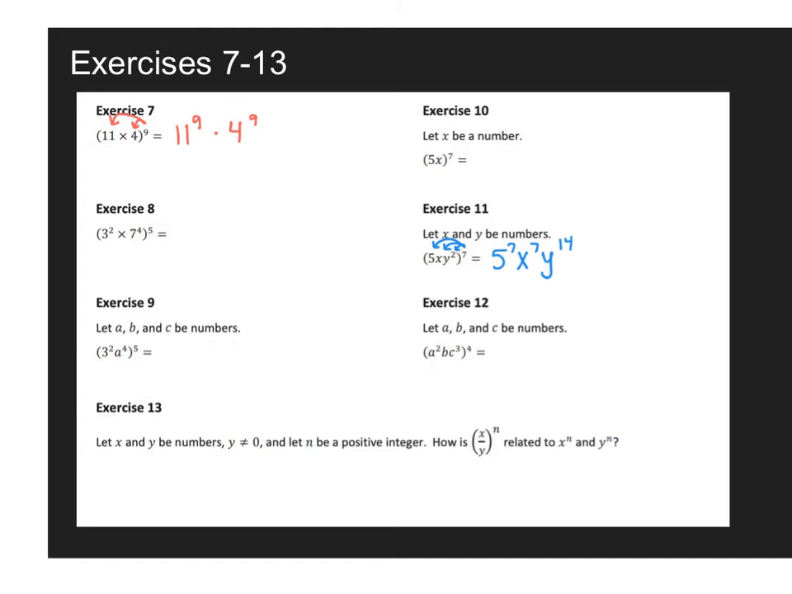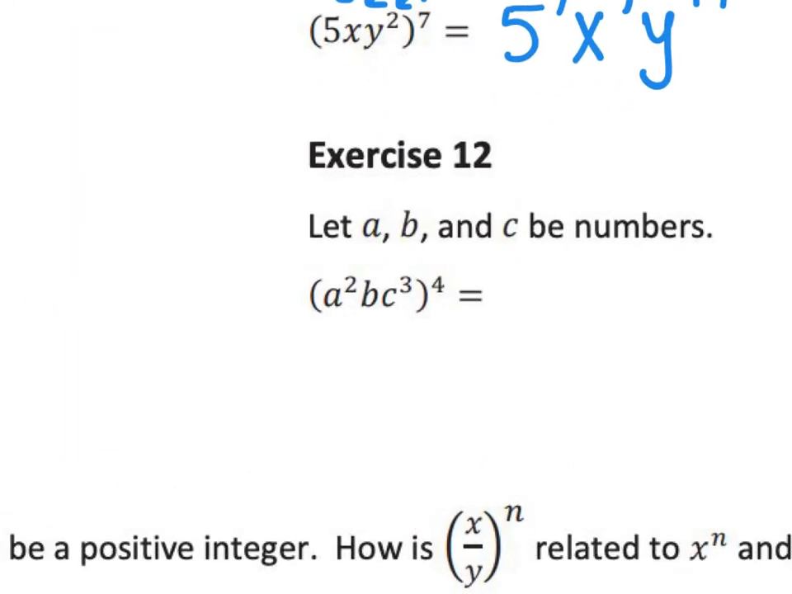I'll do one more with you. I'll do exercise 12. All right, and I'm actually going to zoom in a little bit for you. So the first one we're going to do, we're going to give this to our first term, which is this a. Now the a already has a 2 attached, so I need to do 4 times 2. This becomes a to the 8th. All right, then I'm going to give it to this b. This b has nothing attached to it, so I just give it the 4. And then I'm going to give it to the c.